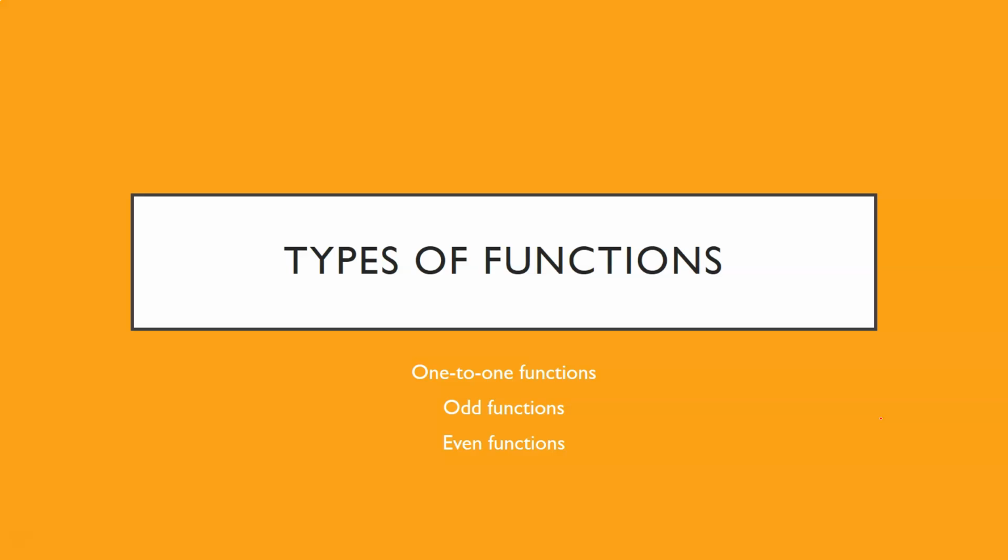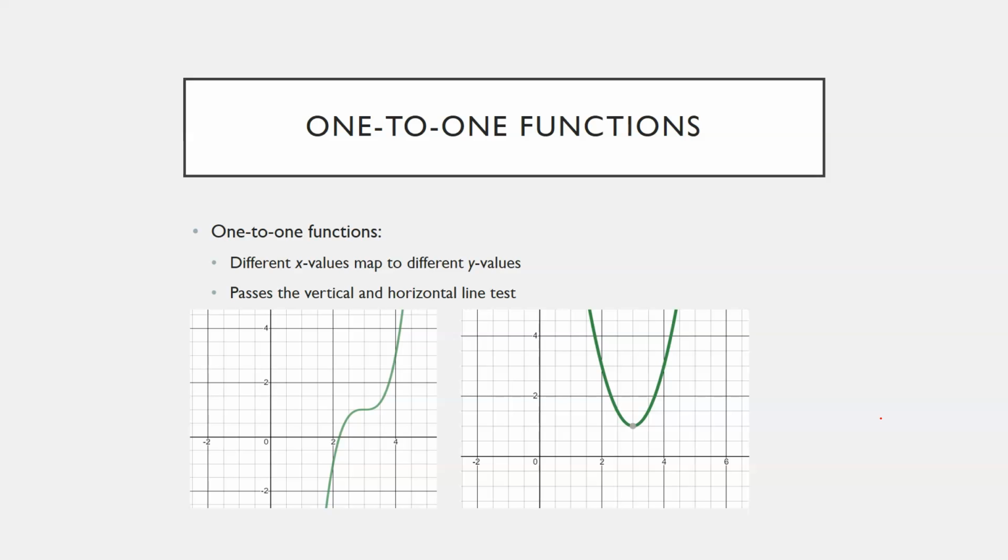Alright, so let's look at some types of functions. One-to-one functions. A one-to-one function is such that different x values map to different y values. It passes the vertical line test, where a vertical line intersects at most in one place, and it also passes a horizontal line test. Again, it intersects in only one place. In contrast, some functions, like this parabola, are not one-to-one, because a horizontal line intersects in two places. Note that this is a function, but it's just not one-to-one.